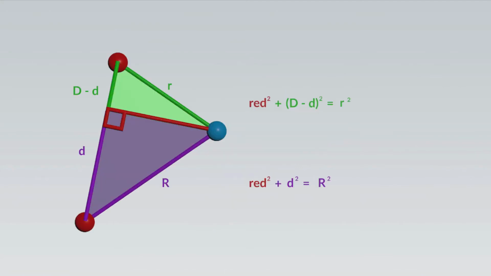We know that the squares of both sides equals the hypotenuse squared, so we create an expression. I'm calling the side that is shared red. So red squared plus the little section d minus d squared is equal to r squared for the green triangle. Similarly, red squared plus little d squared equals the hypotenuse of the purple triangle. So we have 2 expressions. What we're going to do is reduce these and simplify and solve for little d.